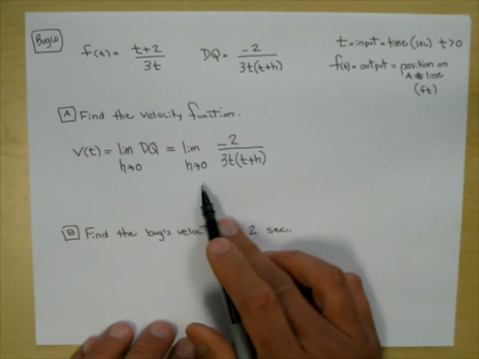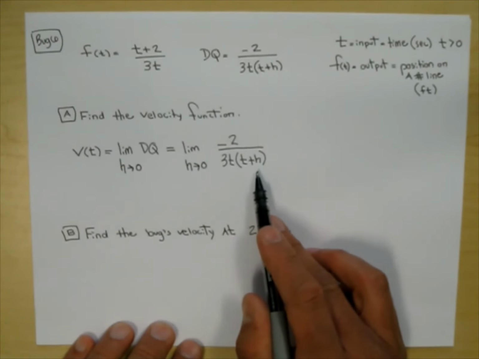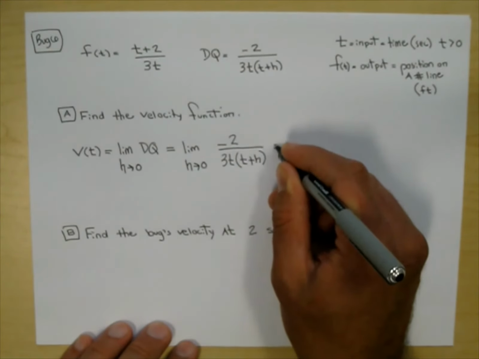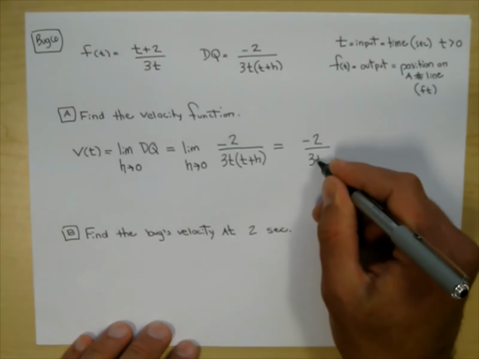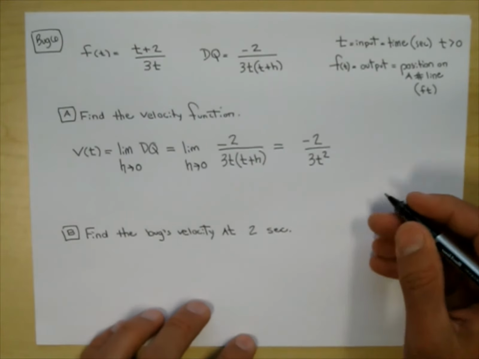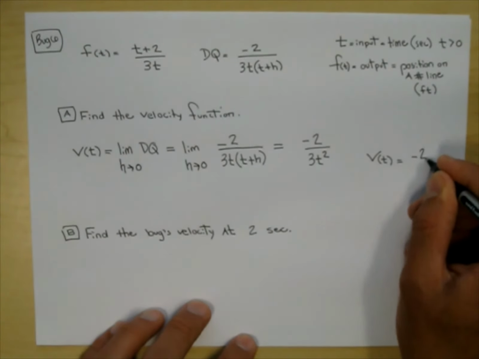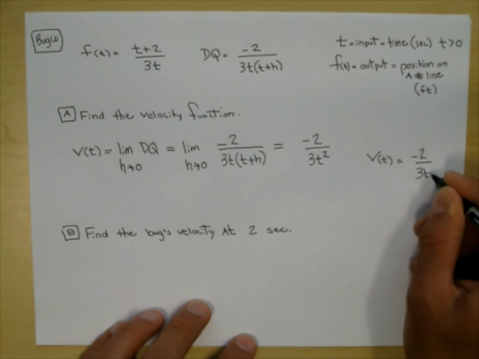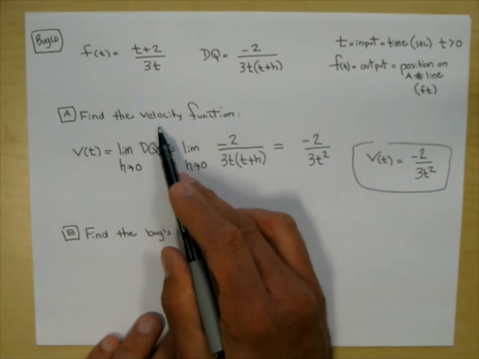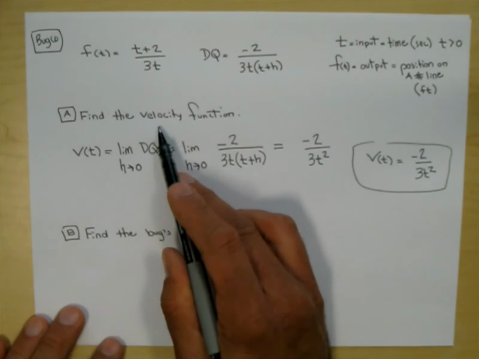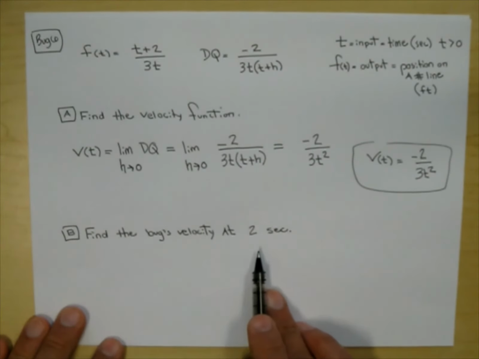And this one, when I have a limit, I usually just put the number in and see if everything works out nicely, and this one does. So what my velocity function ends up being is -2 on the top and 3t squared on the bottom because h is 0. So my velocity function looks like this. V of t is -2 over 3t squared. And this describes my velocity, sometimes called the instantaneous velocity, of the bug at a particular time.